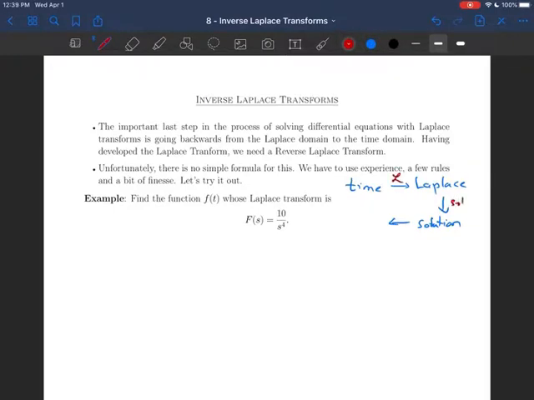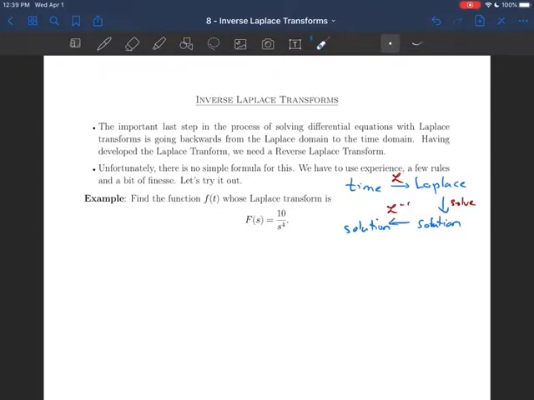So Laplace, solve, and then we'll be doing inverse Laplace to get back to the time solution over here. So this is the last step that we're working on. We are trying to do this last bit to translate whatever solution we get on the Laplace side back over to the time side that we need the solution in. And so this is what's called the reverse Laplace transform.